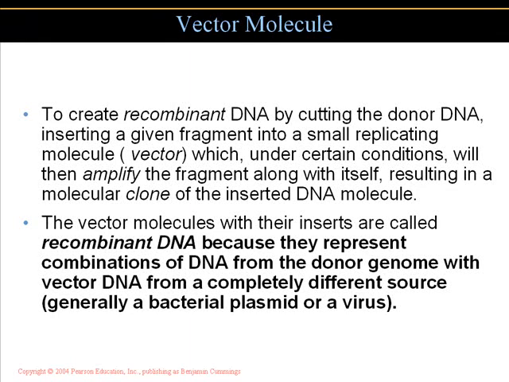To create recombinant DNA, you cut the donor DNA and insert a given fragment into a small replicating molecule, or a vector, which under certain conditions will amplify the fragment along with itself, resulting in a molecule or a clone of an inserted DNA molecule. The vector molecules with their inserts are then called recombinant DNA because they represent a combination of the DNA from the donor genome with the vector DNA from a completely different source. Again, this can be bacterial plasmids and/or viruses.